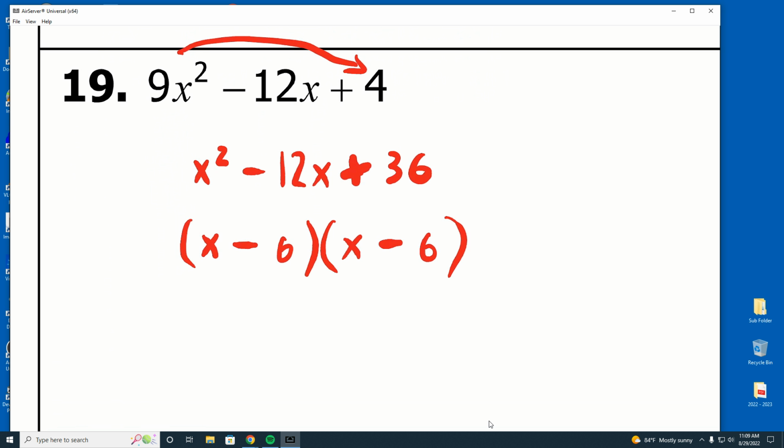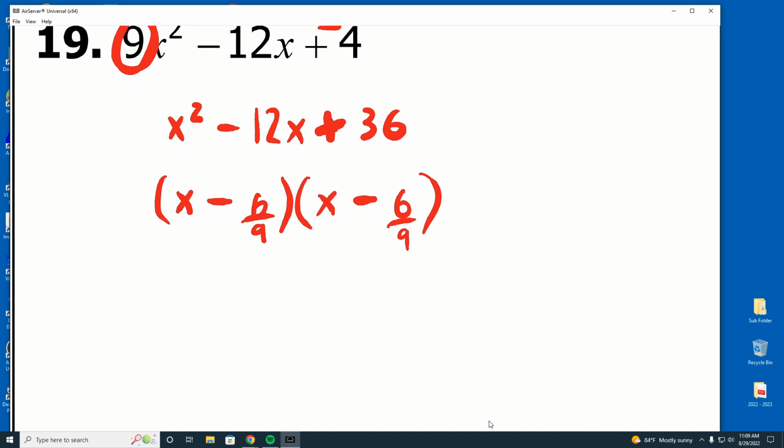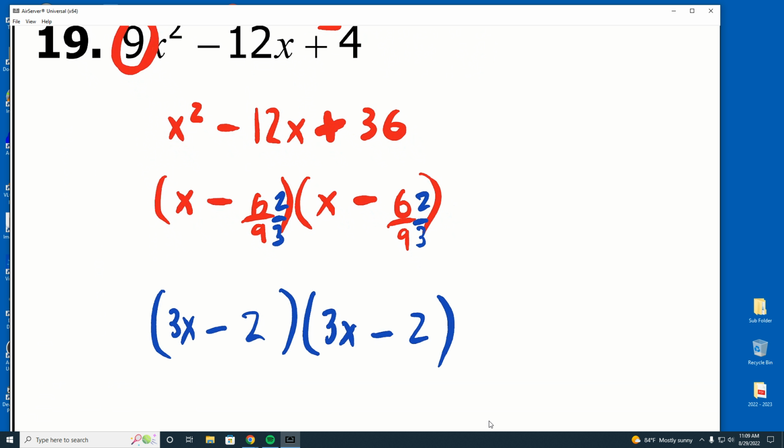Now, don't forget, you always take those, divide them now by a, because our a value was not a 1. Now, what does 6 over 9 reduce to? 2 over 3. And they're both the same. So my factors are what? 3x minus 2 and 3x minus 2. Okay? Questions about that?